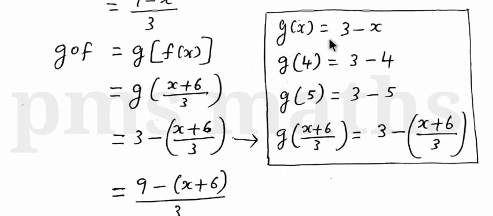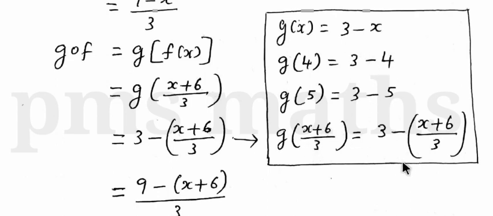What is g of x? 3 minus x. For example, g of 4 is 3 minus 4, and g of 5 is 3 minus 5. That means just substitute x equal to 4 here, and x equal to 5 here. Therefore, here we want g of (x plus 6)/3, which is nothing but just substituting x equal to (x plus 6)/3.